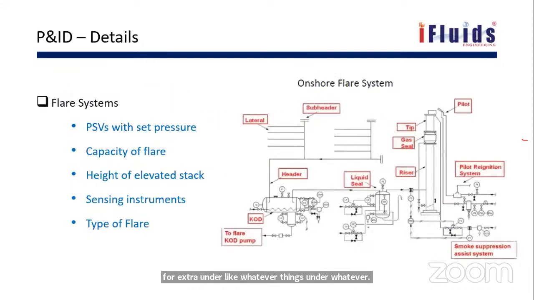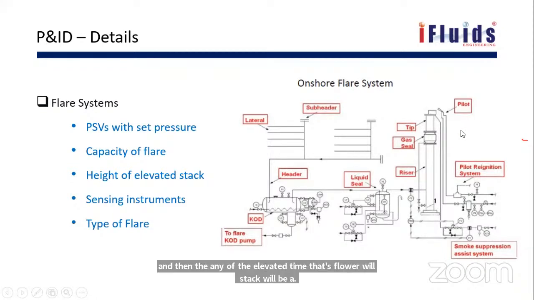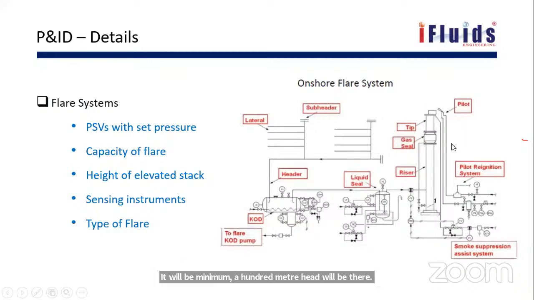And the flare system: all the ventings will be going to the flare. Flare means venting the system to a safe location to avoid any environmental issues. So the flare system will be carrying the gases from the relief valves. The PSV set pressures we need to mention on the P&ID, and the capacity of the flare will be there, and then the elevation, the height of the elevated stack. The flare stack in a refinery will be approximately a minimum of 100 meters in height. That will be calculated and suggested by the technical safety team through dispersion analysis.